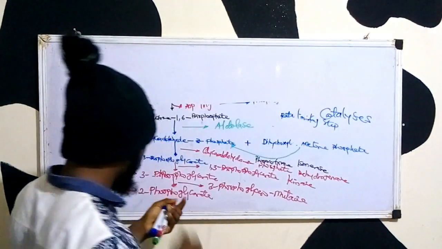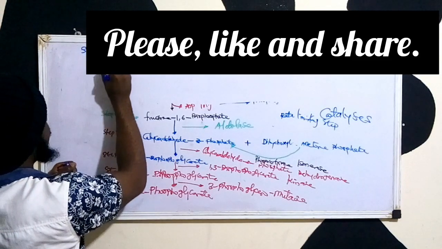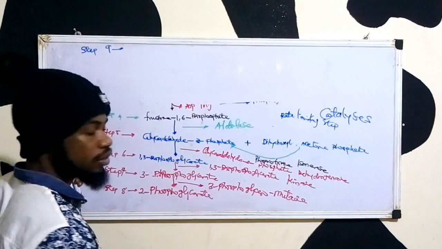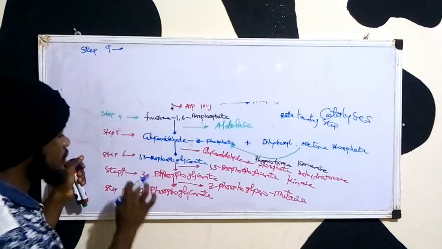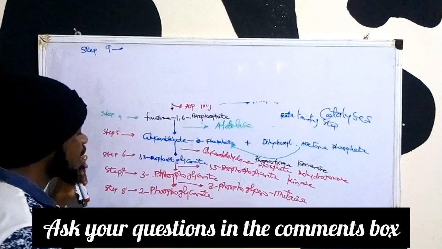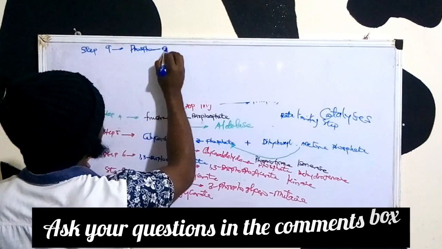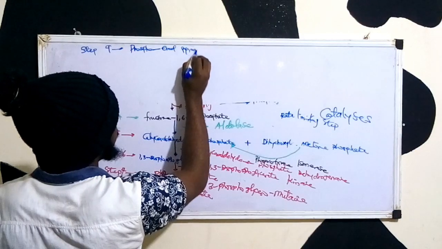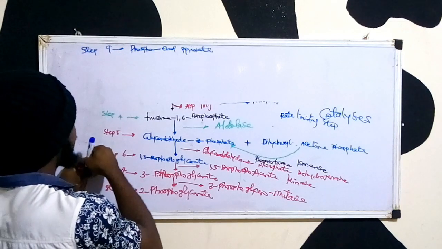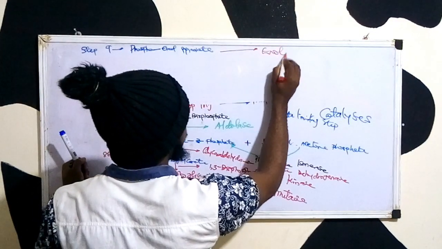Okay, now this is step 9. The phosphate here is shifted to the first carbon atom. This is the 3rd carbon atom, the 2nd carbon atom, and now an enzyme is shifting it to the 1st carbon atom to give us phosphoenol pyruvate. The enzyme involved in this reaction is called enolase.